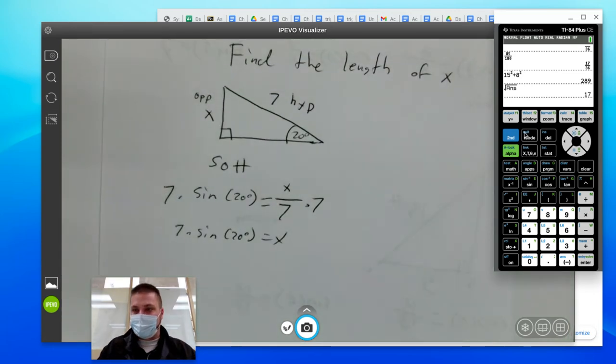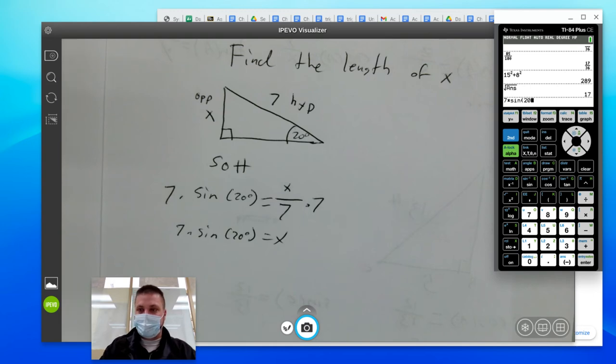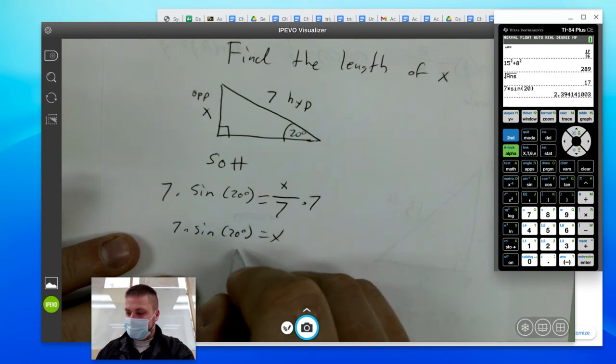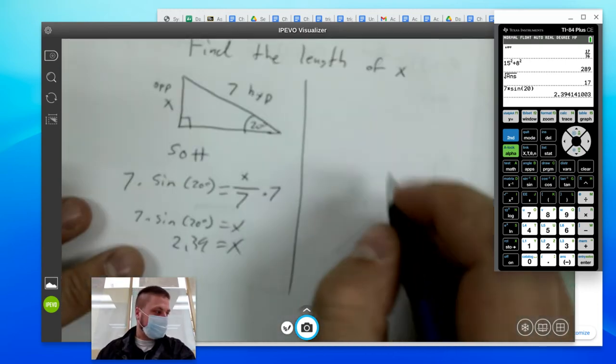So let me make sure I'm in degree mode during this. I'm not, so let's get down here into degree mode. So my x is equal to 7 times the sine of 20, and I get that that side is equal to 2.39. So x equals 2.39.